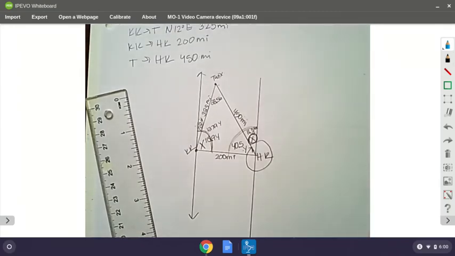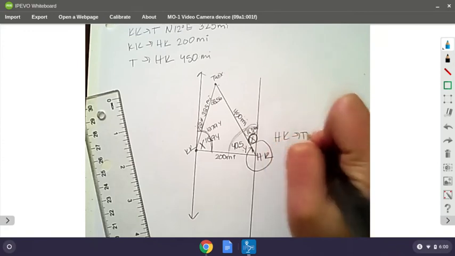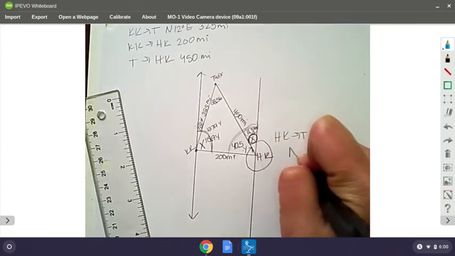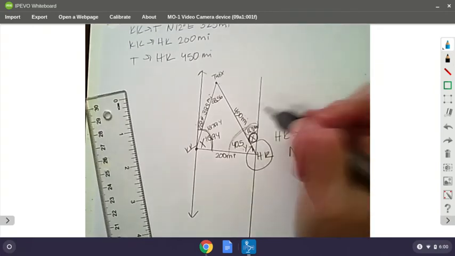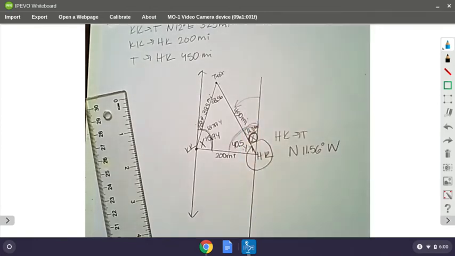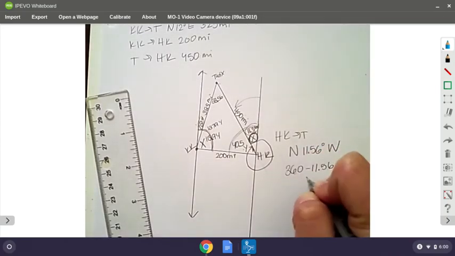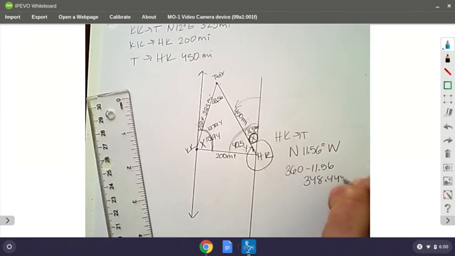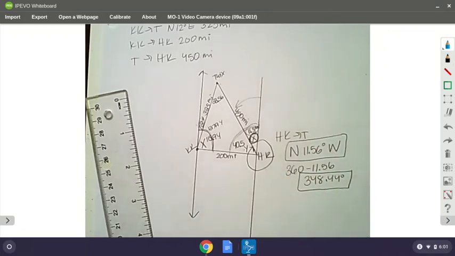So when you write your bearing, you can actually stop here, because you can say the bearing from Hershey Kiss to Twix is 11.56 degrees west of north, because it's to the left of north. You could also do 360 minus 11.56, and you would get 348.44 degrees. So you can either list your bearing as one angle, or you could use the second method, which is always using an acute angle. Doesn't matter. All right, so that's the homework.